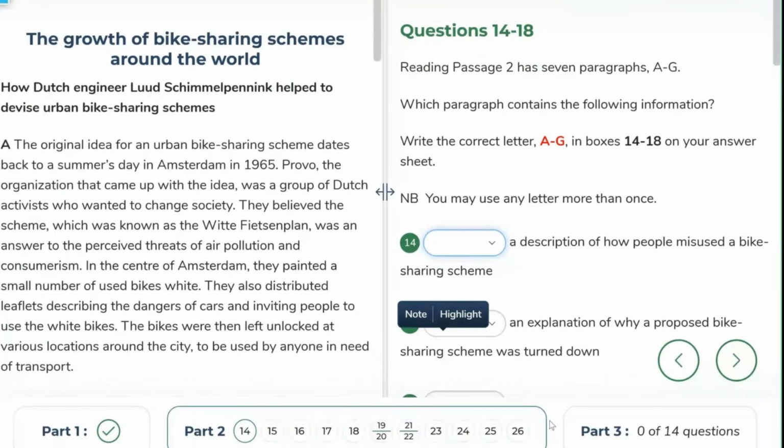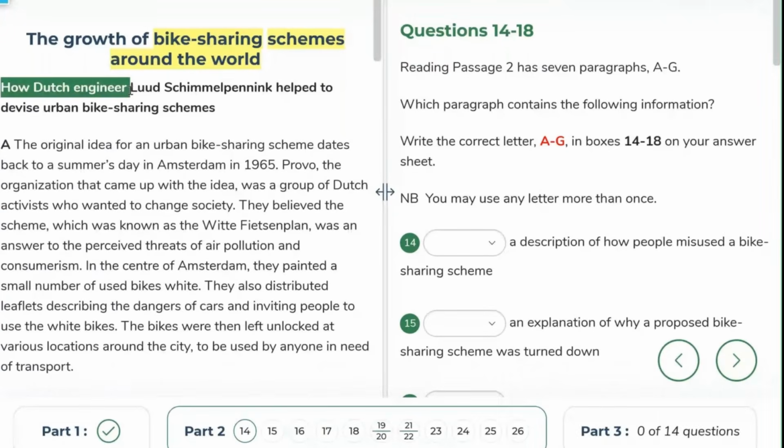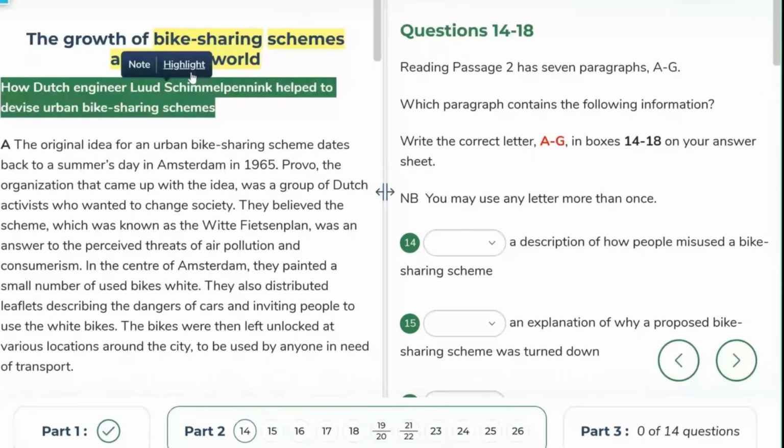Schemes Around the World. Now, they will talk about the growth of bike sharing schemes around the world. Okay, bike sharing is when you share a bicycle, right? There are bikes on racks, and you can just swap your card and get a bike, and then you can return it. So, growth of bike sharing schemes around the world. How Dutch engineer Lud Schmilpenninck helped to devise urban bike sharing schemes. So, the whole passage is about bike sharing.